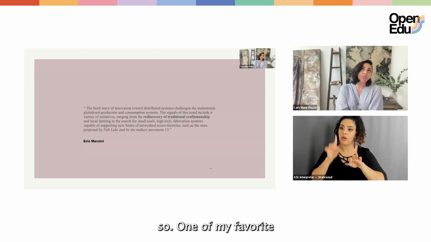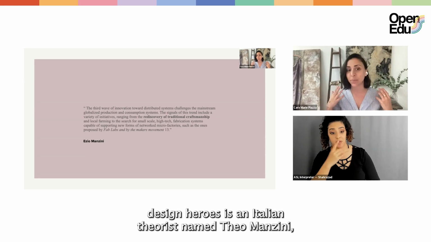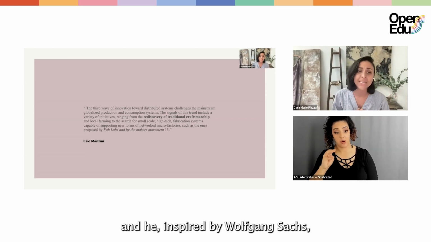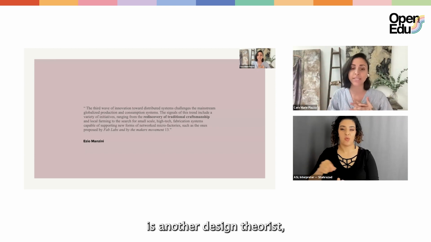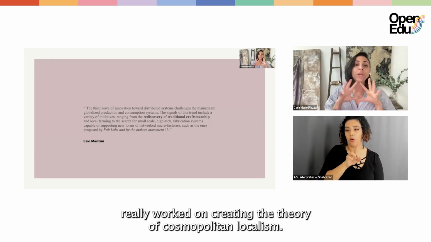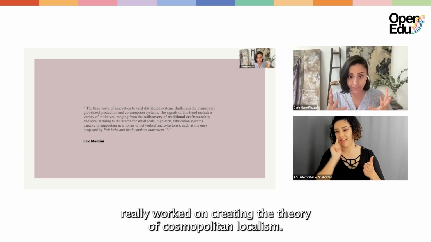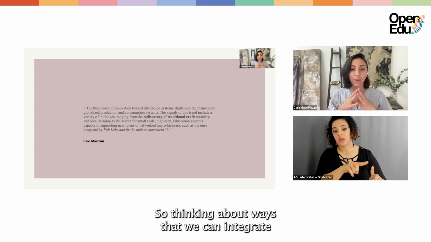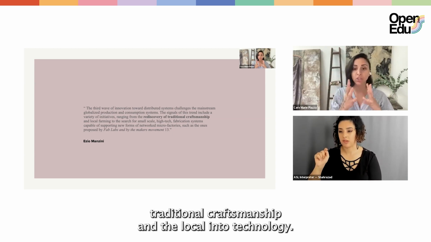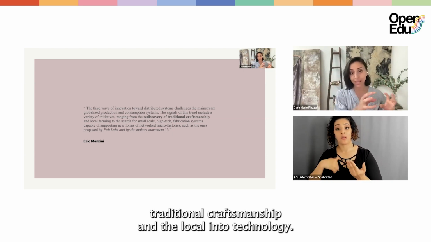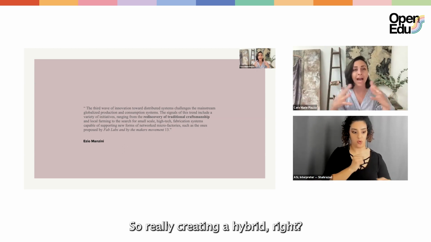So one of my favorite design heroes is an Italian theorist named Ezio Manzini. He, inspired by Wolfgang Sachs, who's another design theorist, really worked on creating the theory of cosmopolitan localism. So thinking about ways that we can integrate traditional craftsmanship and the local into technology. So really creating a hybrid, right?